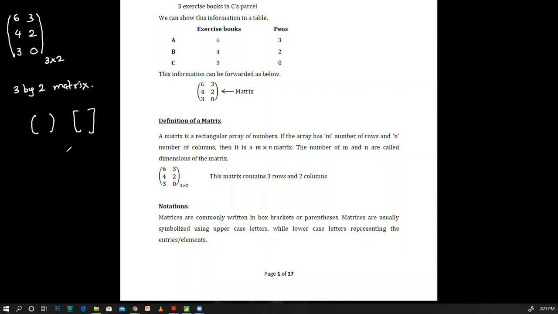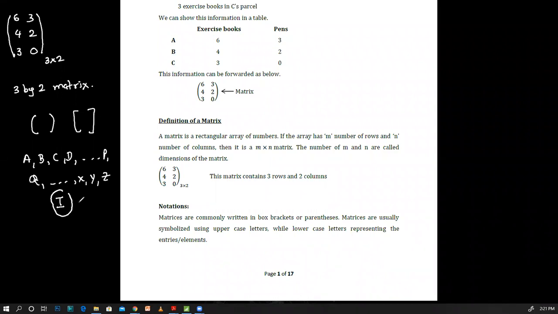Generally, we use the English uppercase letters such as A, B, C, D, P, Q, such as X, Y, Z. Likewise, we can use the English uppercase letters to denote a matrix. Generally, we are not going to use the letter I to denote a matrix. It is because this is a special case of matrix that we call the identity matrix. Therefore, apart from the letter I, you can use any other uppercase letter in the English alphabet to name a matrix.